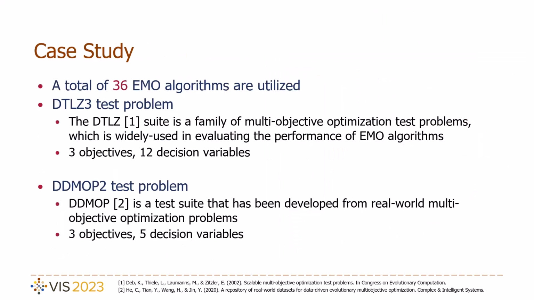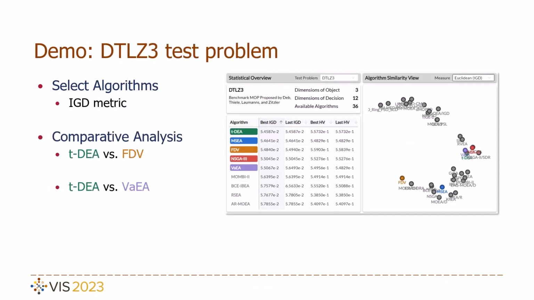In the case study, a total of 36 EMO algorithms are utilized on two distinct test problems, DTLZ3 and DTMOP2. After specifying the DTLZ3 test problem, we chose the algorithms with better IGD measure. Two cases of comparative analysis between algorithms are shown.